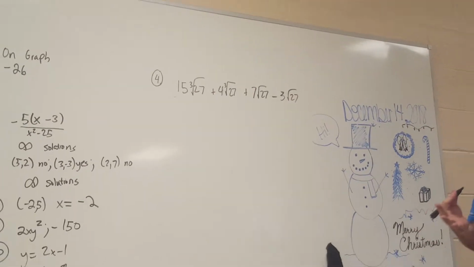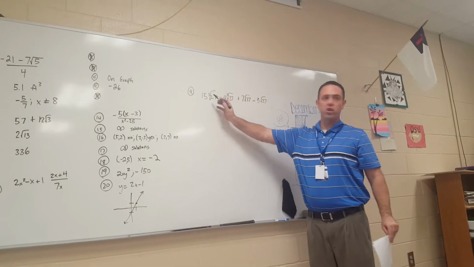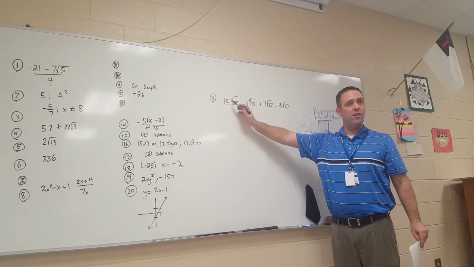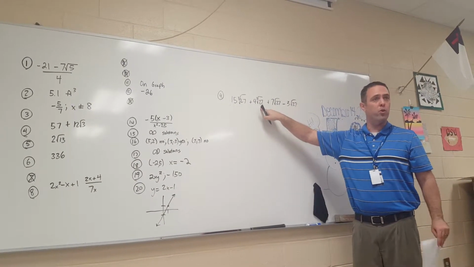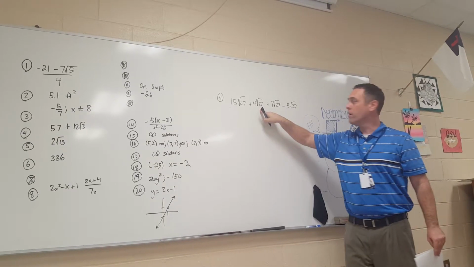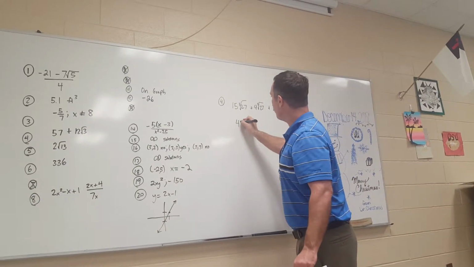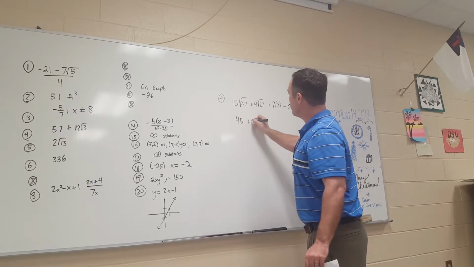Okay, now, the cubed roots are pretty easy. What's the cubed root of 27? What times itself 3 times? Yes? 3. So these two are both equal to 3. Okay? So this is 45. 3 times 4 is 12.